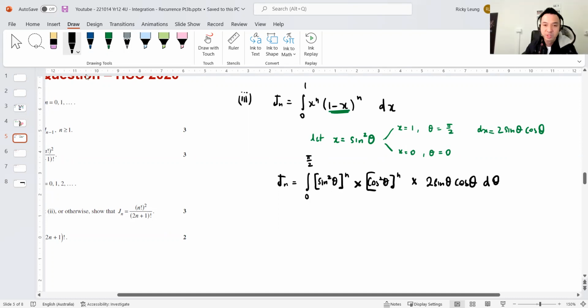Almost like u sub. Now, check this out. When I expand that, that's 2 to the power of n, right? That's 2 to the power of n. That's 2 to the power of n. So I can actually combine that, right? And there's one more, right? So sine to the power of n plus 1, cos to the power of n plus 1. So when I actually do this, right? I'll take that 2 outside for now.